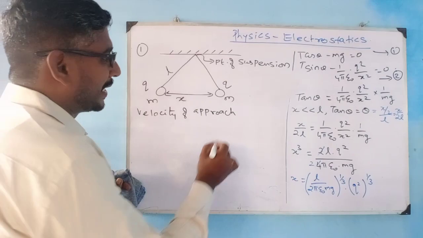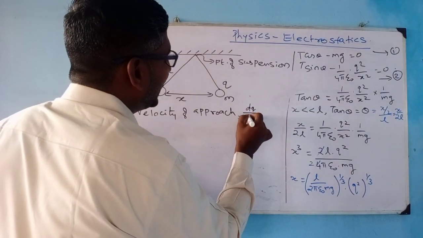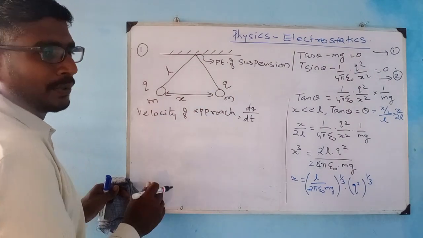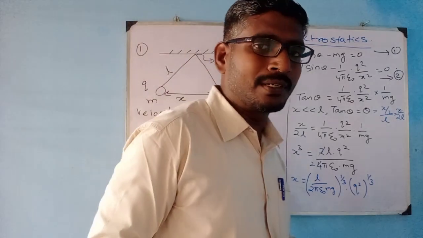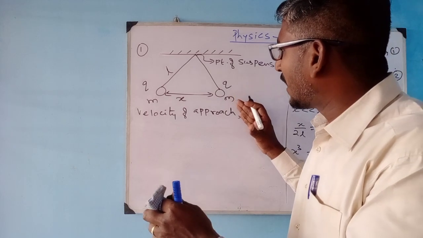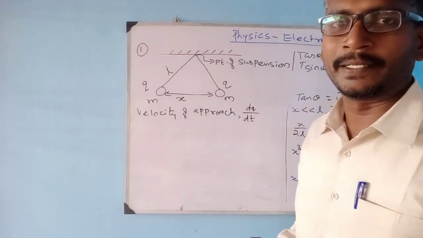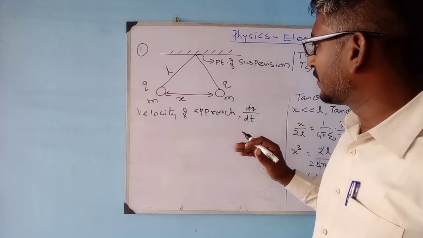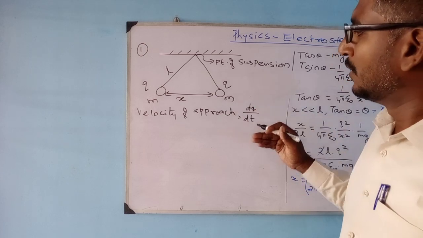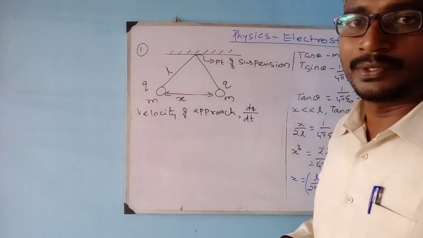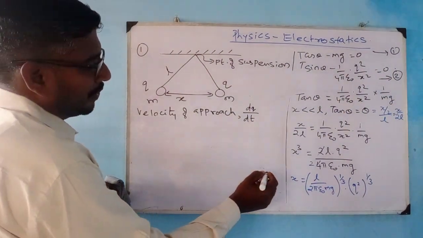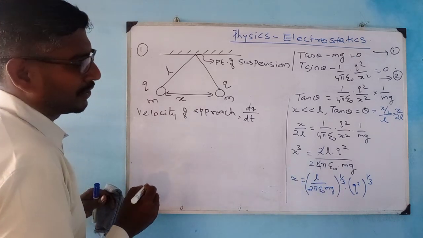When the charge starts leaking, which means dq by dt, how will you calculate the velocity of approach? From the layman point of view, whenever there is a leakage of charge, these two charged spheres will tend to move towards each other, right? So I have calculated my distance x, and from this point I can approach my next level, how to calculate the velocity of approach. So x equal to L by 2 pi epsilon naught mg to the power 1 by 3 into q square to the power 1 by 3.